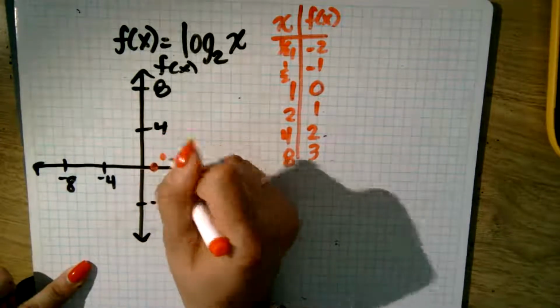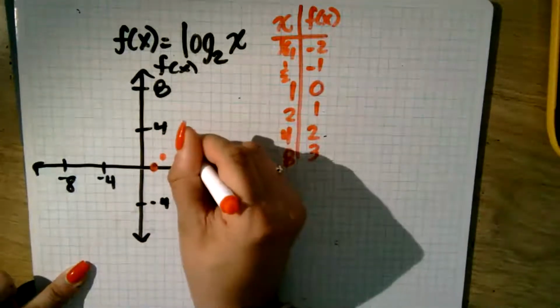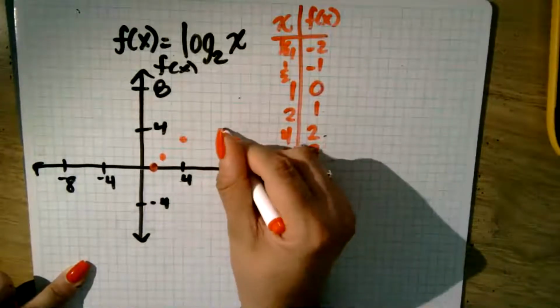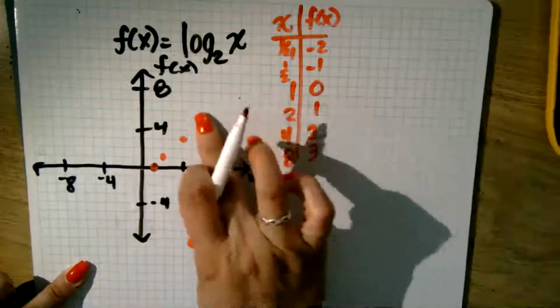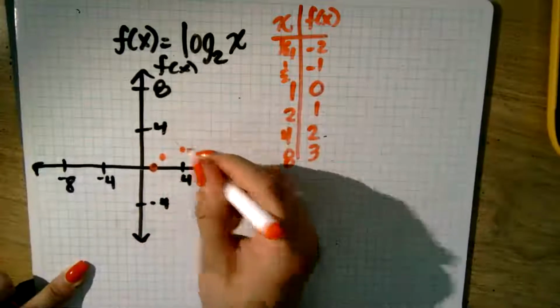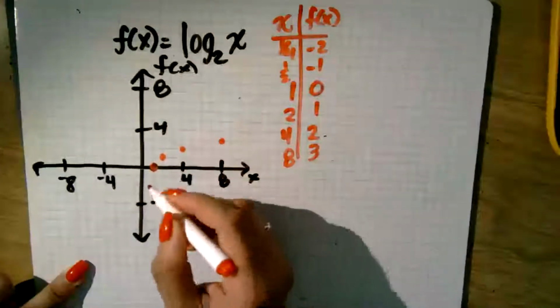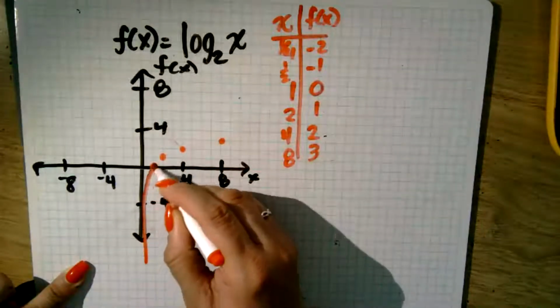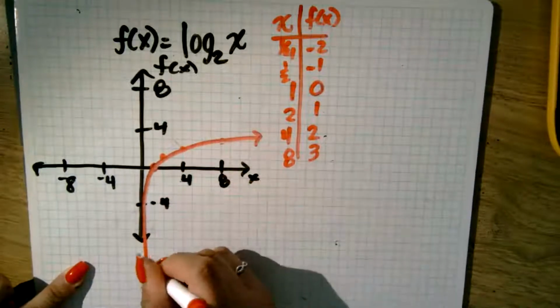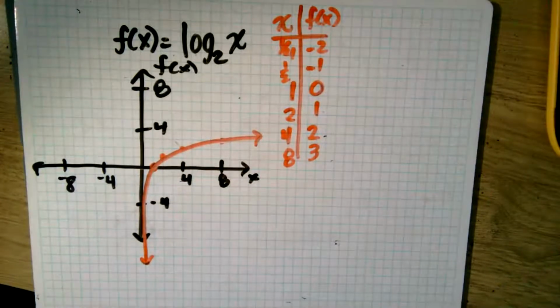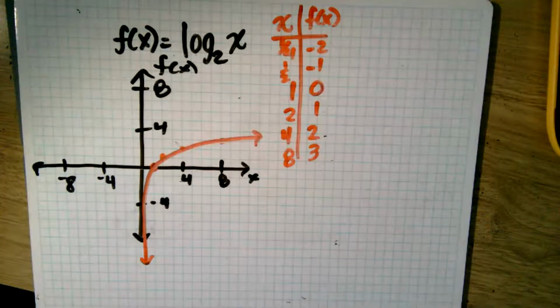2 corresponds to 1, 4 corresponds to 2, 8 corresponds to 3. Sorry, 4 corresponds to 2, 8 corresponds to 3, and I have something that looks like that. This right here is my logarithmic function, okay? Awesome.